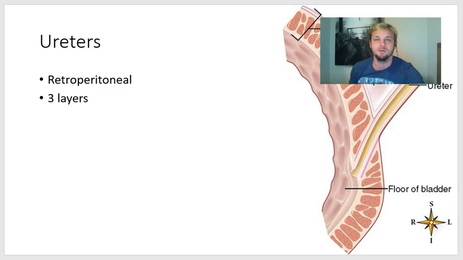empties into your ureters. So you're going to have a pair of these. You're going to have one on the left, one on the right. They are also retroperitoneal, so they're outside of that body cavity. And you're going to see 3 layers to them.